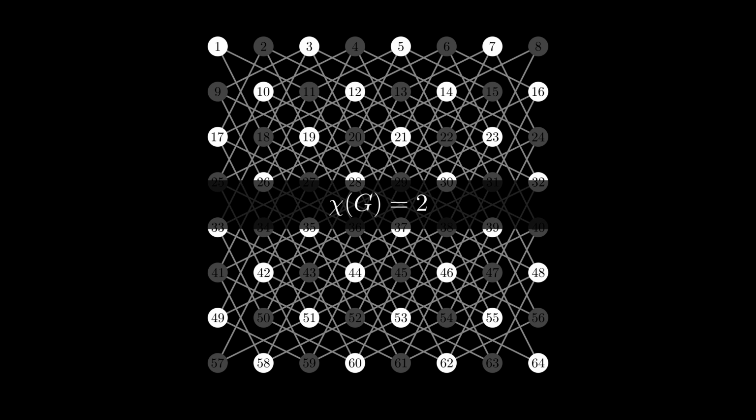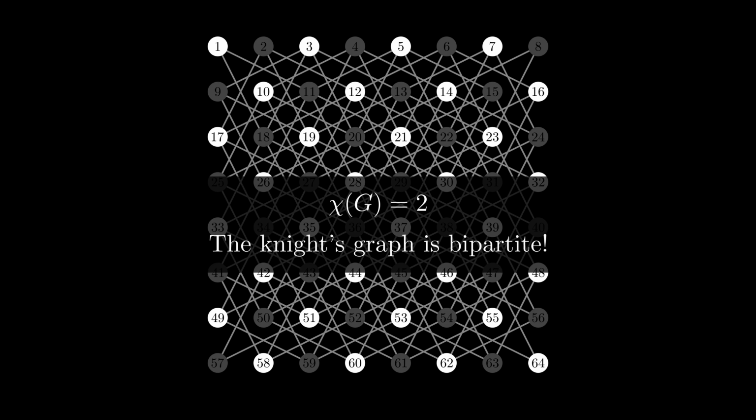But wait a minute, if the nodes of a graph can be partitioned into two disjoint sets in such a way that no two nodes within the same set are adjacent, then it is called a bipartite graph. Therefore we can say that the knight's graph is also a bipartite graph, as every graph with a chromatic number of 2 is.